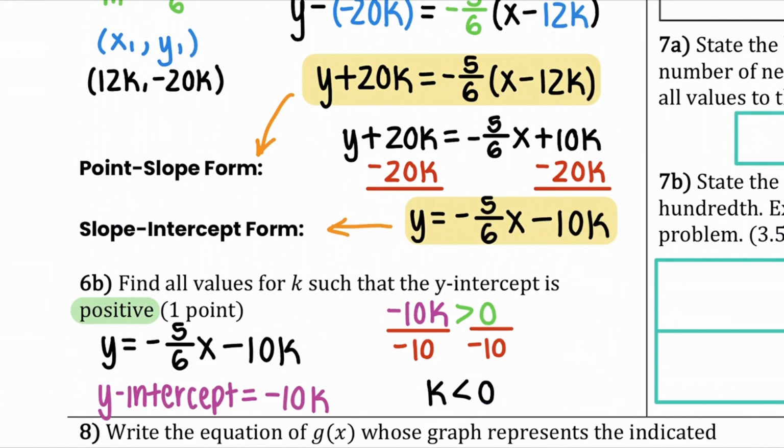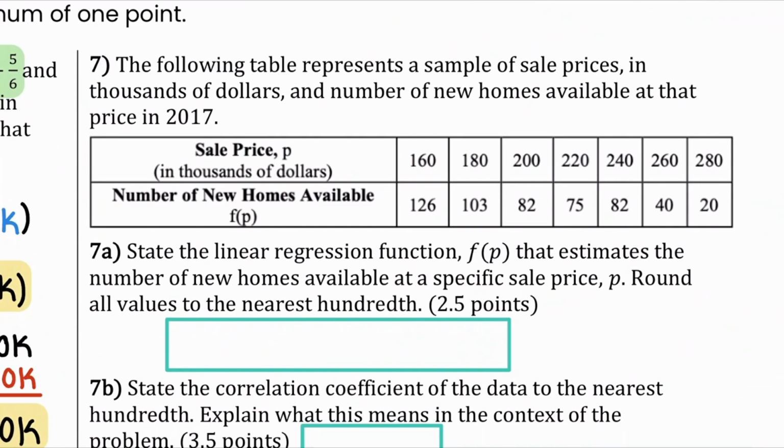So in English, k is less than 0, that just means that k is a negative number. And well, does that make sense? If I substitute any negative number, whether it be a decimal, a whole number, whatever it is, if we substitute k being a negative number, negative times negative 10 is going to be a positive number, exactly what we wanted.